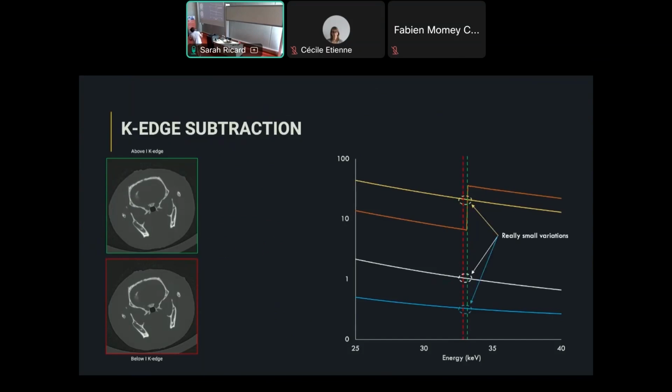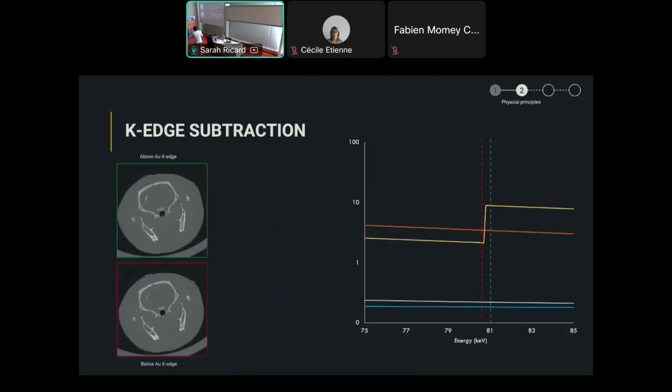What we observe here is very small absorption for other elements. This is water. And thanks to this, you can have an image of the iodine. And you have a real image, just the iodine, and you can be quantitative in the concentration. You know exactly how much, what is the concentration. And you can do such a thing also above and below the edge.